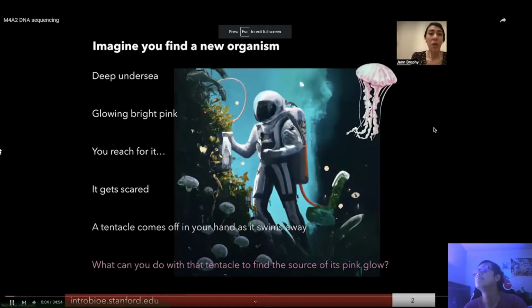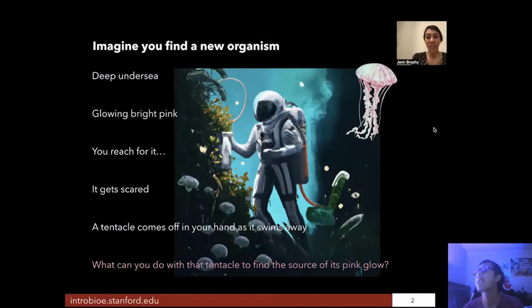To start this off, I want you to imagine that you're deep undersea. You're exploring, you're swimming around, and you see this really bright pink organism, something you've never quite seen before, swimming around. It's got lots of tentacles, maybe a bit of a cross between an octopus and a jellyfish, but it's glowing, this glow that you've never seen before. And so you reach out towards it and you touch it.